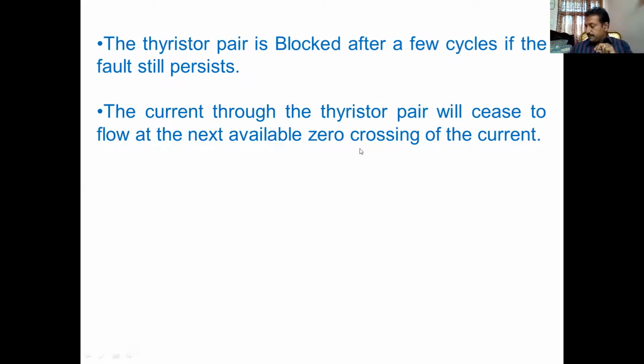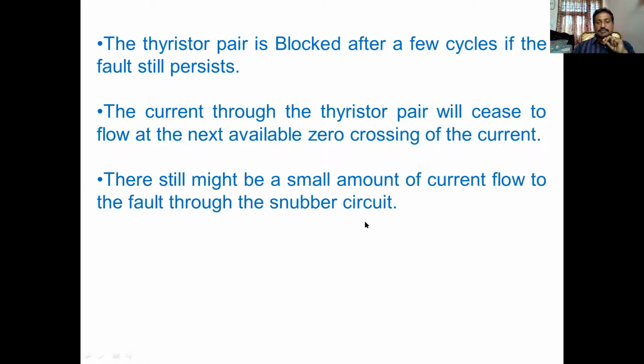In such a scenario, when there is a short circuit fault on the load side, the first step is to turn off the switching devices rapidly. If the failure is excluded within a half cycle, then the switching devices are turned on. Otherwise, the parallel current limiting switch is turned on, and the aim is to limit the fault current to a maximum of 15 working cycles in order to protect the load side equipment. See here, the current through the thyristor pair will cease to flow at the next available zero crossing of the current. There still might be a small amount of current flowing to the fault through the snubber.